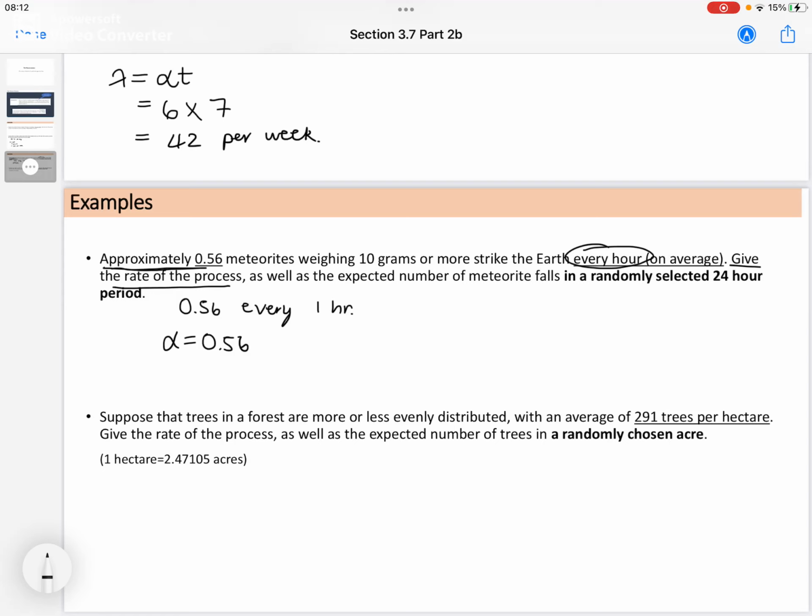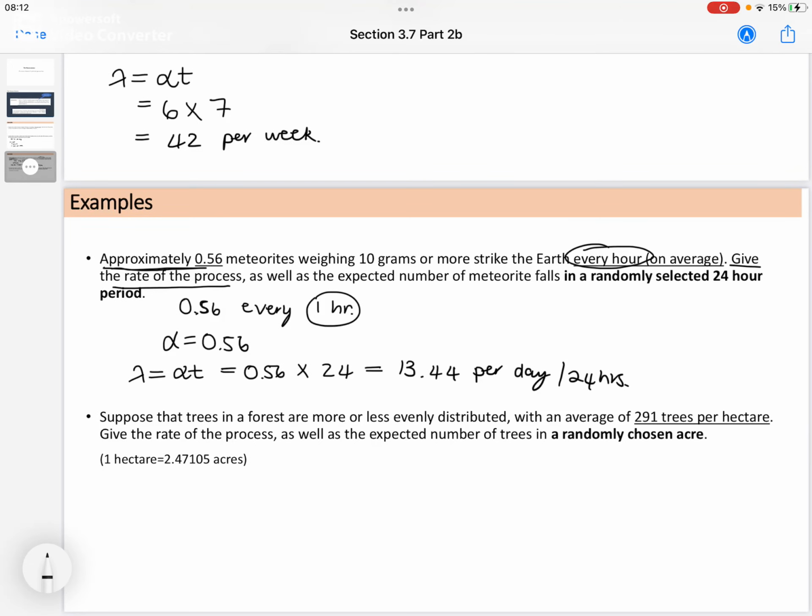All right, so now what is the expected number of meteorites that would fall in a randomly selected 24-hour period? So if we have 0.56 per hour for 1 hour, in 24 hours, how many would you have? Okay, so our lambda now would change from 0.56 to alpha times t. That is equal to 0.56 times the time period, here 24 hours. And so we'll be expecting on average 13.44 meteorites per day, or 24 hours.